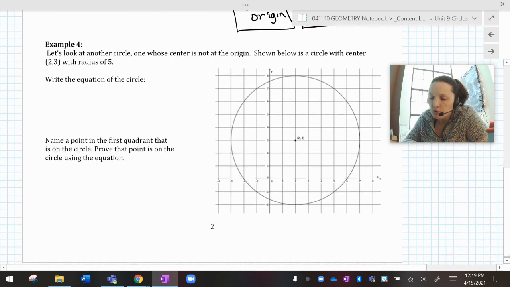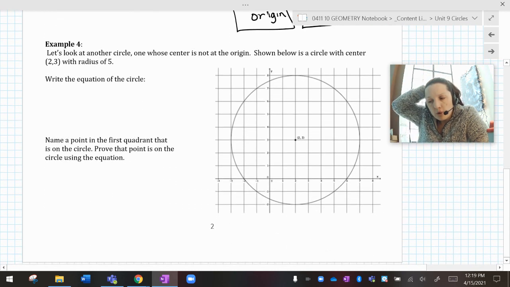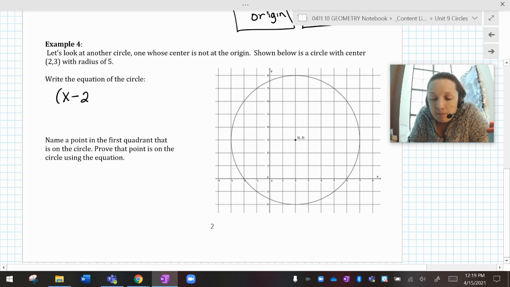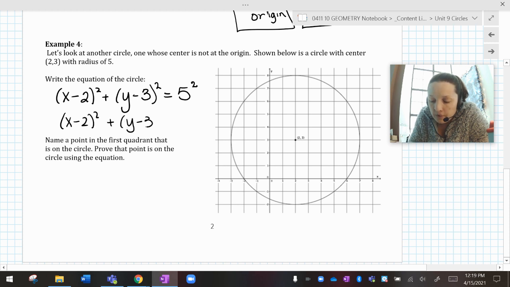All right, let's look at another circle whose center isn't the origin. Shown below is a circle with a center of 2, 3, and a radius of 5. All right, so if my center isn't the origin, instead of x squared plus y squared, I have x minus h squared plus y minus k squared. You negate the center. So it would be x minus 2 squared, y minus 3 squared equals 5 squared, which we really would write as x minus 2 squared, y minus 3 squared equals 25.